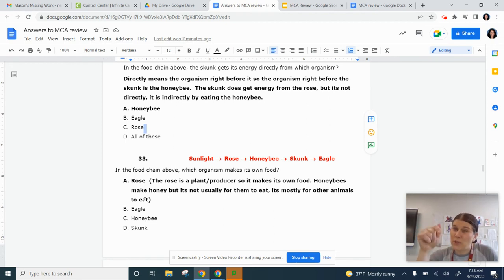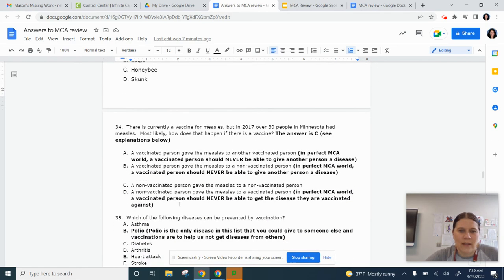But this one was tricky because that honeybee one, you know that bees make honey. That's usually for us, or I guess maybe the skunk. Definitely for bears. But you had to pick the rose. It's the best answer. Honeybee's good. Rose is best. And we need the best answers. Okay? So, rose was the answer.